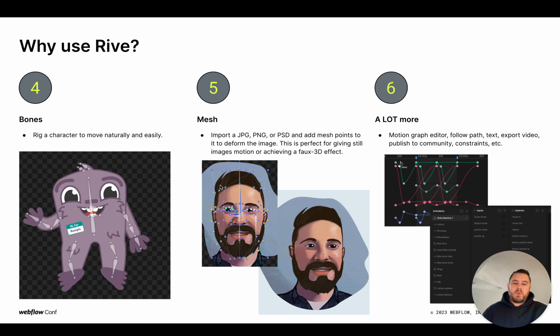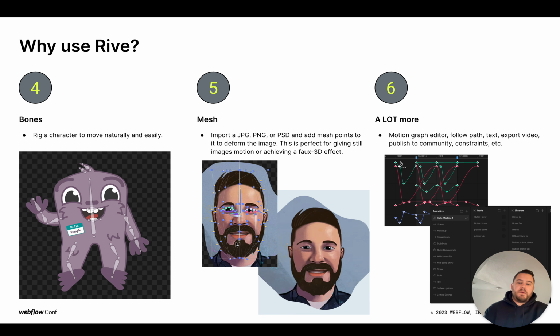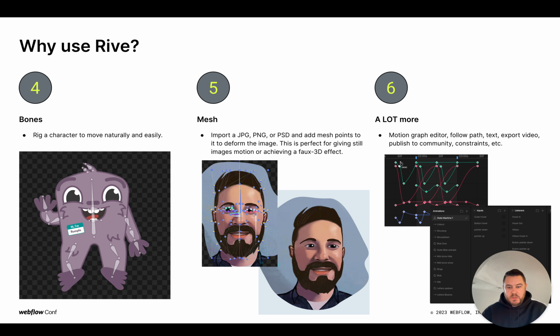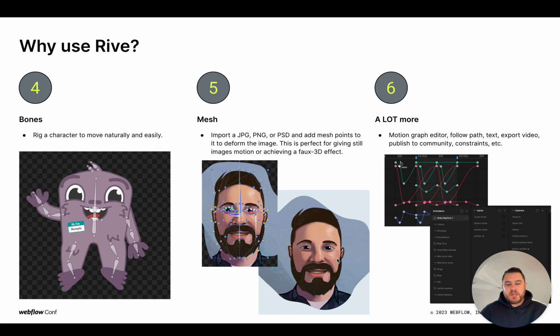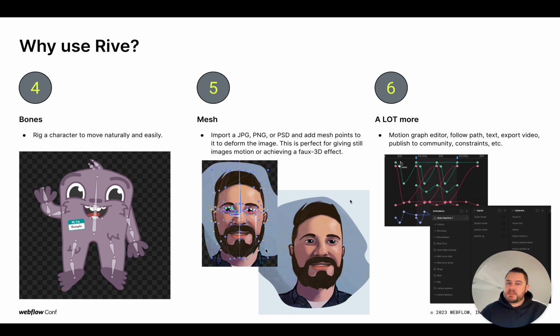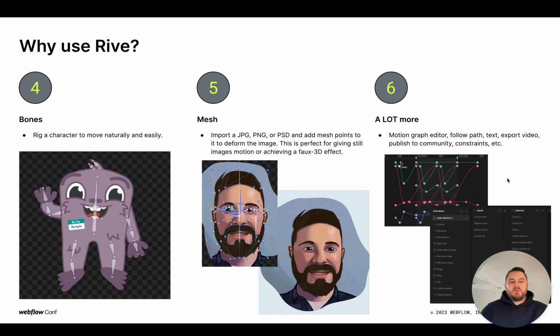So here's an example where I have some artwork that I created in Procreate, exported as PSD, and brought it into Rive with the layers intact. I was able to attach this mesh and then give it this cursor follow animation that really makes it look like the character is looking at the cursor. There's quite a lot more in Rive as well.